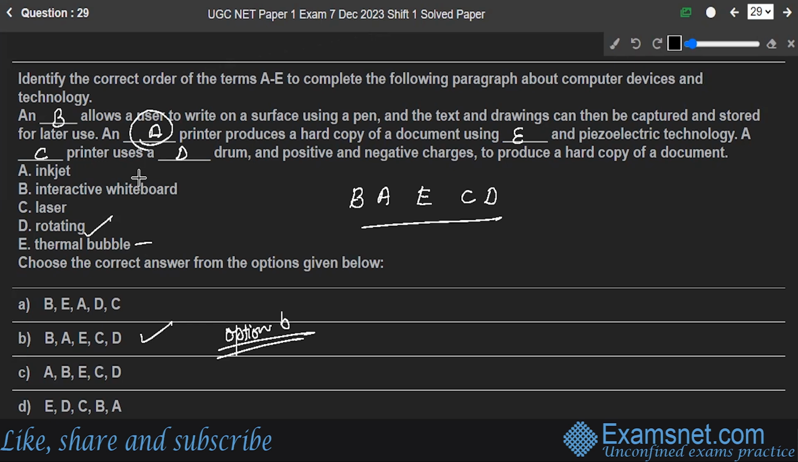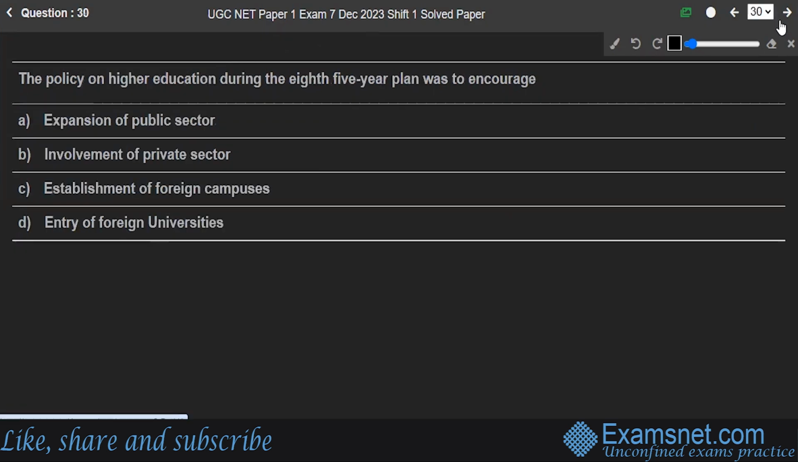Okay, and then the laser printer. This is a printer which produces high quality text and graphics by using a laser beam to create an electrostatic image on the rotating drum. And the rotating drum, see here the drum rotates, so this is related to that. We have option B as the right answer to this question. Hope you understood this. Next is question number 30.